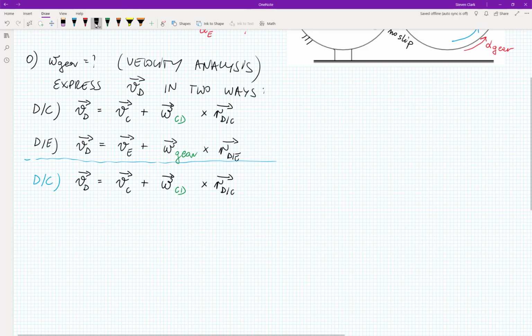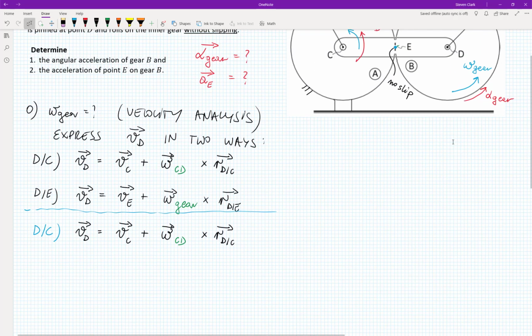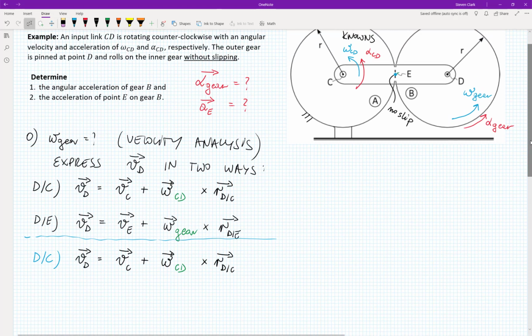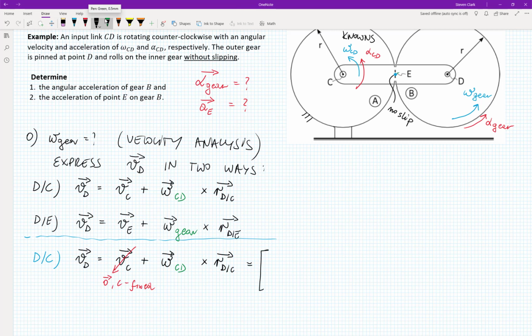So VD is not known, and VC. What can you tell me about the velocity of point C? It is 0, and this is because point C is fixed. C is fixed. Okay, so in here I can write 0, 0, omega CD. Does it rotate in a positive fashion or a negative fashion? In a positive, so it can stay like that.